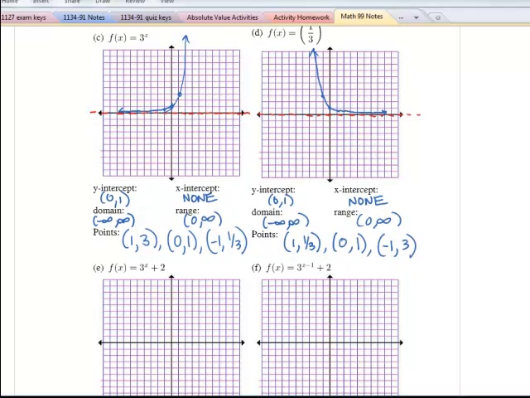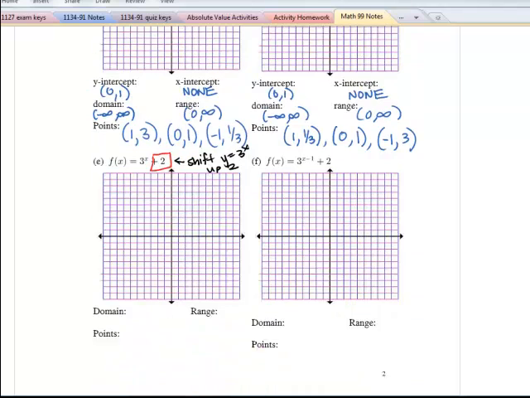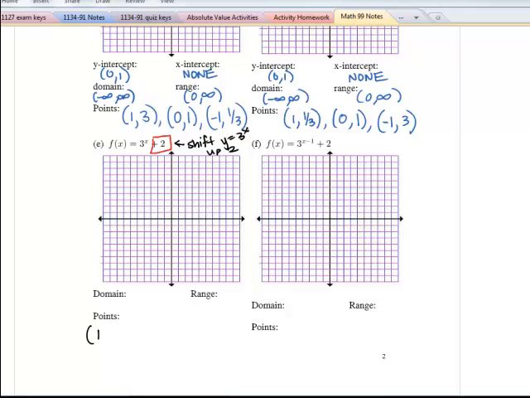So let's take a look at this 3 to the x plus 2 and think about transformations. This plus 2 will shift the graph of y equals 3 to the x up 2 units, right? So we just graphed y equals 3 to the x, right? If we shift that up 2, our new points, we can still use x equals 1. Let's write down, we would have had 1, 3, 0, 1 on y equals 3 to the x.